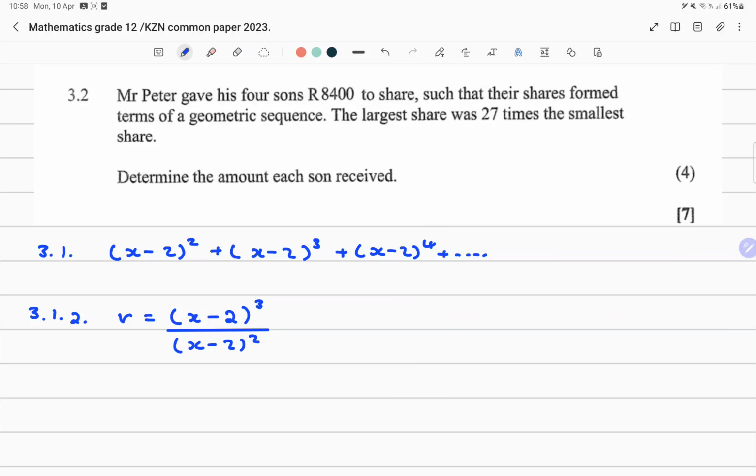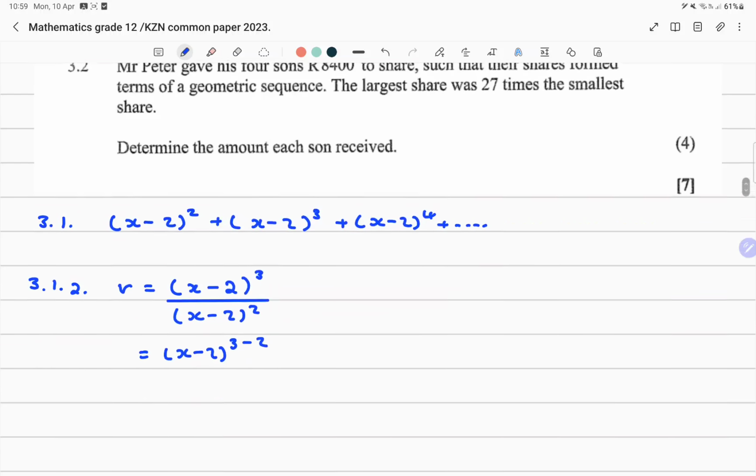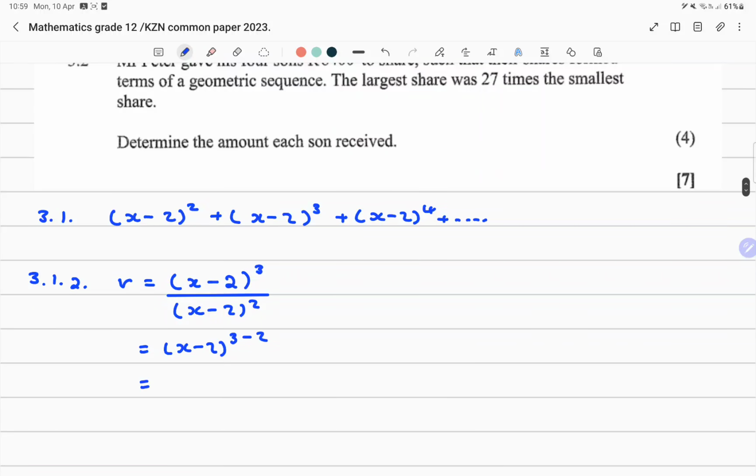It will be fine. Now we can see here that exponential rules come into play because we've got the same base, different exponents. So this is the same as x minus 2 to the power 3 minus 2. Remember, when this is on the denominator and you move the exponent to the numerator, you actually subtract exponents. So now we've got here x minus 2 basically. So that is the common ratio.